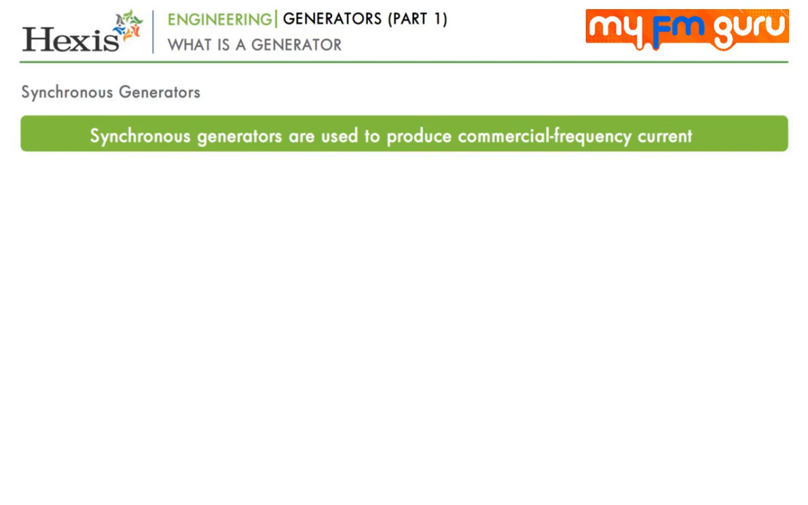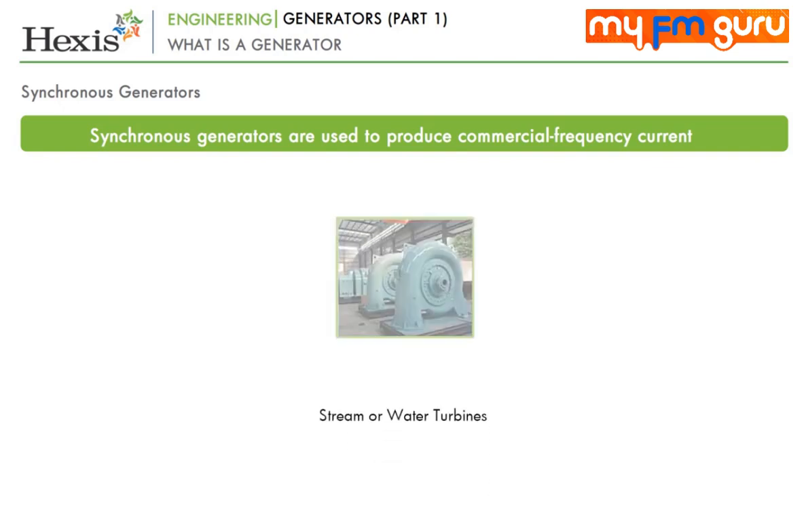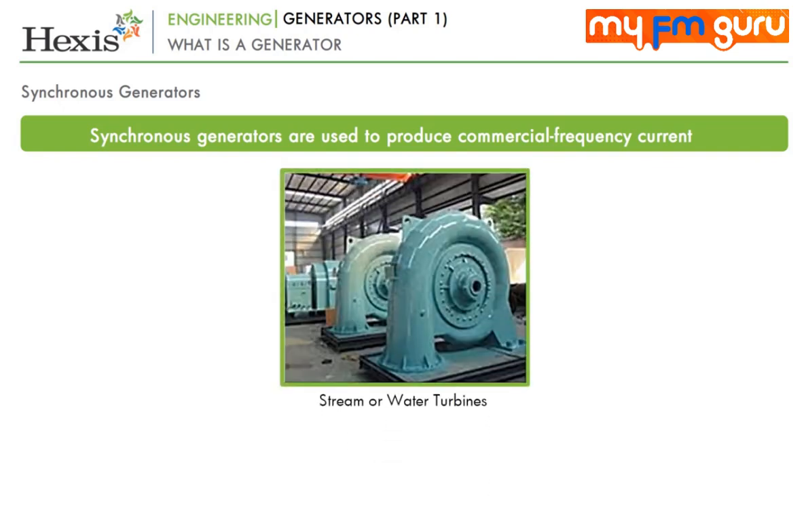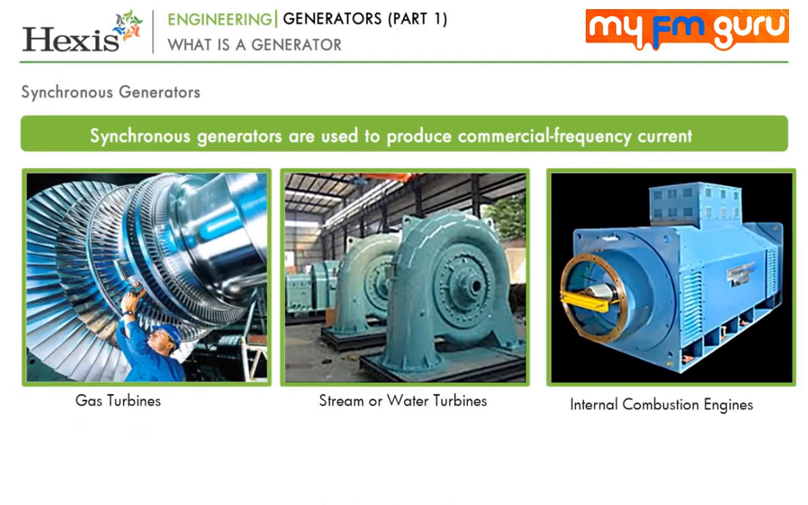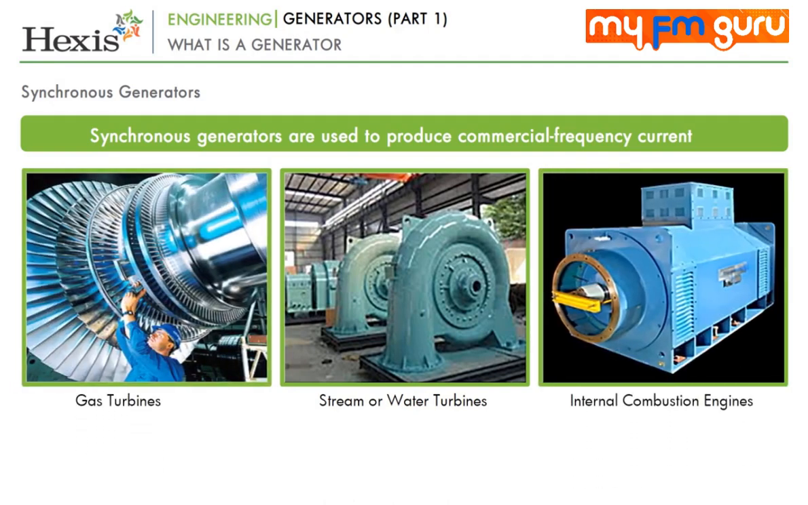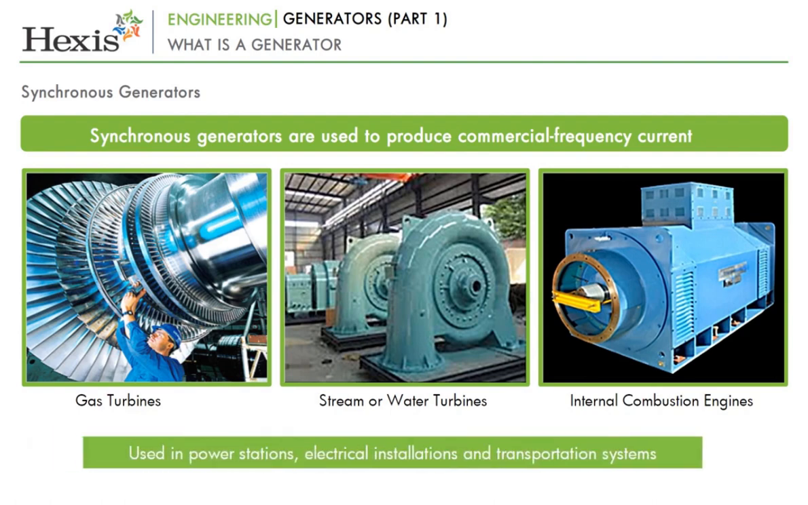The rotors of these machines are driven either by steam or water turbines, or by gas turbines, internal combustion engines, wind engines and electric motors. They are mostly used in power stations, electrical installations and transportation systems.